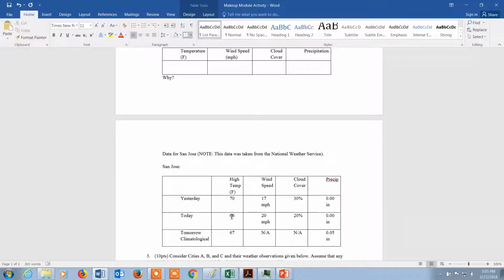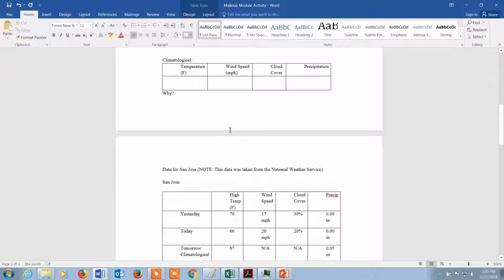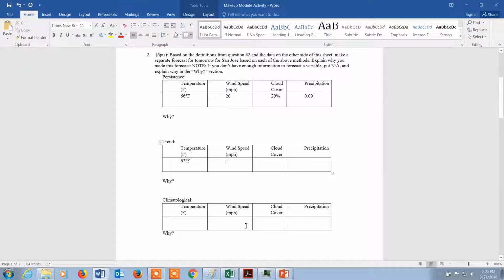That's a trend. So if we were to use a trend forecast for tomorrow, all we would simply do is subtract another 4 degrees. So if it was 70 yesterday, it cooled 4 degrees today, it's going to cool another 4 degrees tomorrow. And so using that, we would end up with a temperature of 62 Fahrenheit. A wind speed, well, we saw an increase in the wind speed from 17 to 20, so we'd see another 3 mile per hour increase to 23.